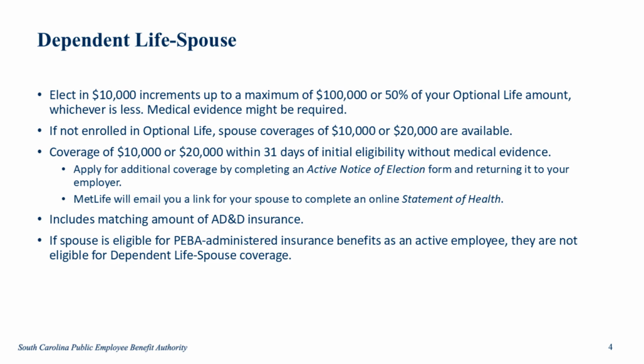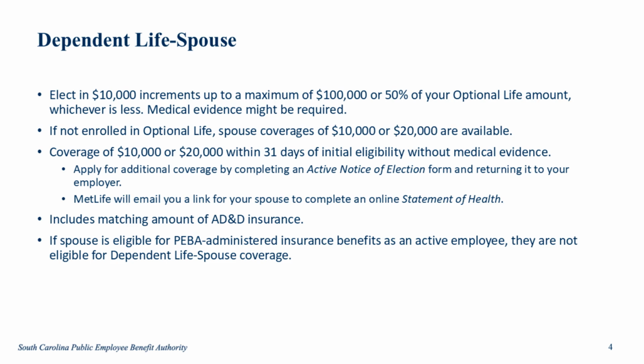Dependent life spouse insurance is available in increments of $10,000 up to a maximum of $100,000 or 50% of your optional life coverage amount, whichever is less. Medical evidence might be required. You can get spouse coverage even if you aren't enrolled in optional life. In this case, it's available in the amounts of $10,000 or $20,000 within the first 31 days without medical evidence.